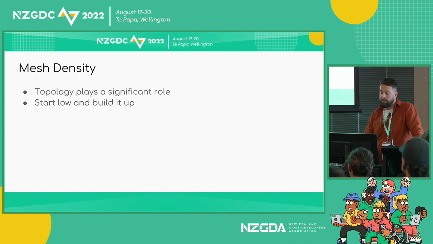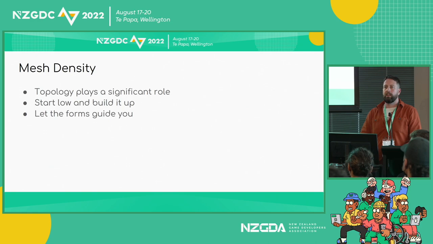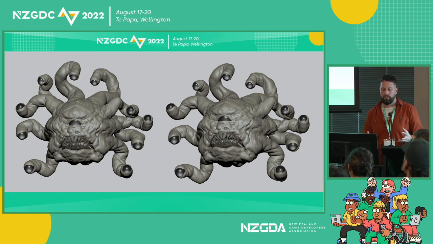It's super important. And let the forms guide you. This is something probably more to do with organic sculpting, but with sculpting in general, let the forms kind of guide you as to what you're doing. You can start out with an amorphous blob at a very low resolution and start sculpting something in. And those base shapes, this is the importance of base shapes again, will start to inform the next level of shape language.